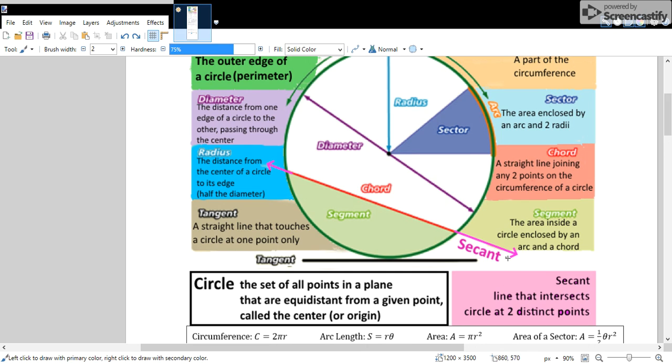And the secant is a line that intersects the circle at 2 distinct points. And a circle is a set of all points in a plane that are equal distance from a given point called the center or origin.